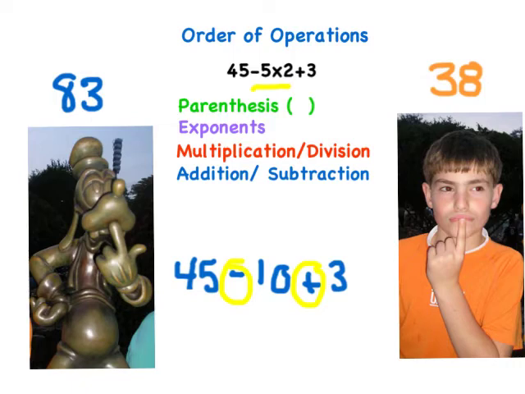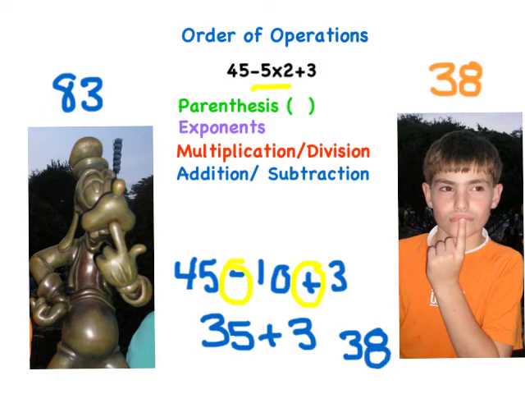So going from left to right, you can see I have 45 minus 10, so I will go ahead and solve that first, and that brings me to 35. I will bring down the addition symbol and my 3, and then I'm left with just one math operation, which is adding, and I can just go ahead and solve. 35 plus 3 is 38. So you can see David had the correct thinking by following the order of operations.